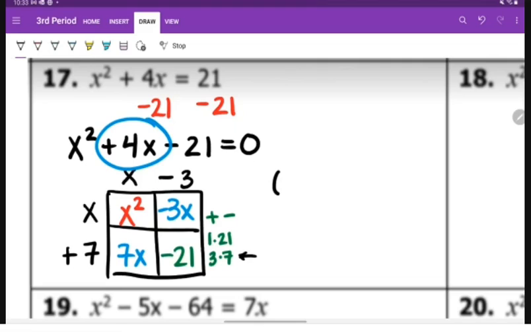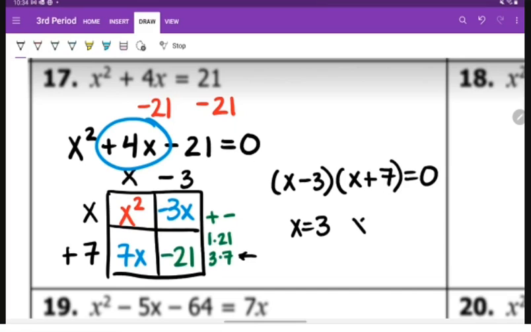Now it's time to rewrite our expression in factored form. Factored form would be x minus 3 times x plus 7 equals 0. And now we can just pull our roots directly out of this. x equals 3, x equals negative 7.